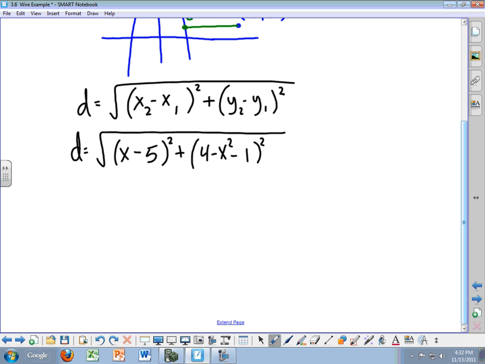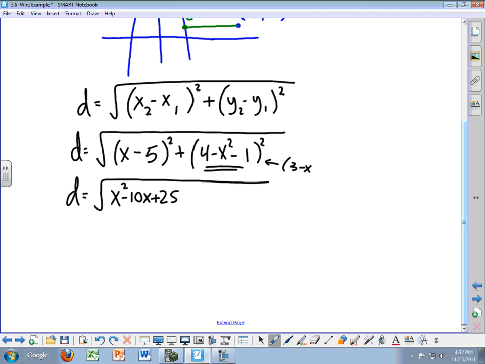Now it looks like it's just a lot of algebra here. Working this out, we end up with x squared minus 10x plus 25. Before I multiply this second side, I notice that 4 minus 1 is just 3, so I'm going to rewrite this as 3 minus x squared before I FOIL that out. So this will be plus 9 minus 6x squared plus x to the 4th. Combining our like terms, we end up with the following polynomial underneath.